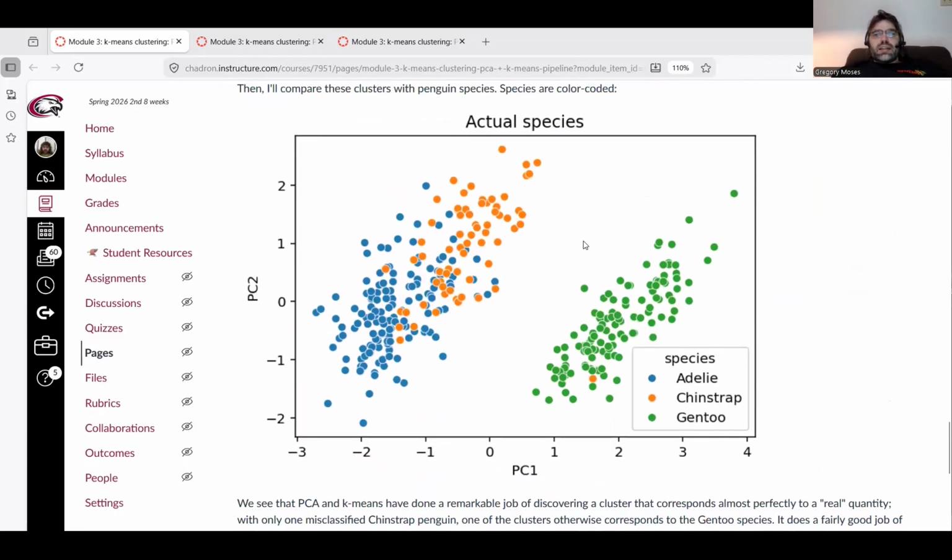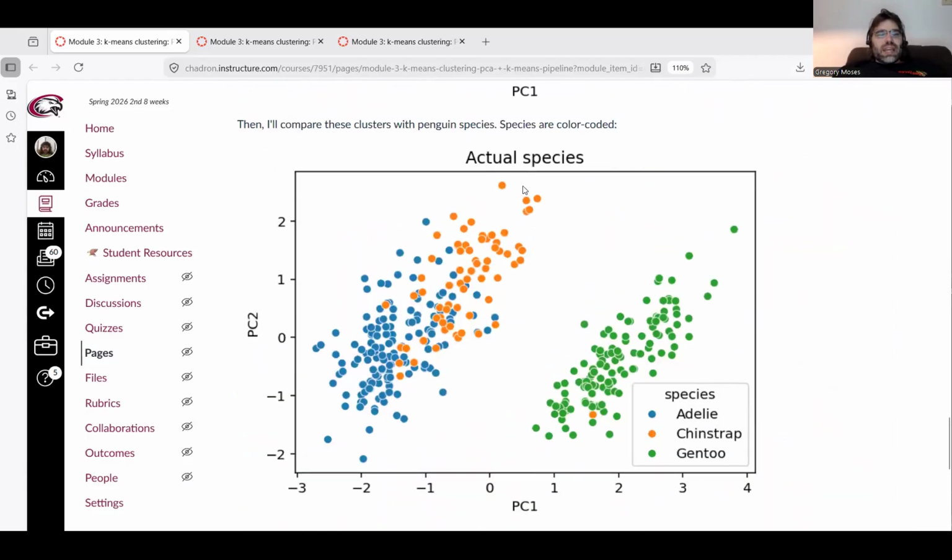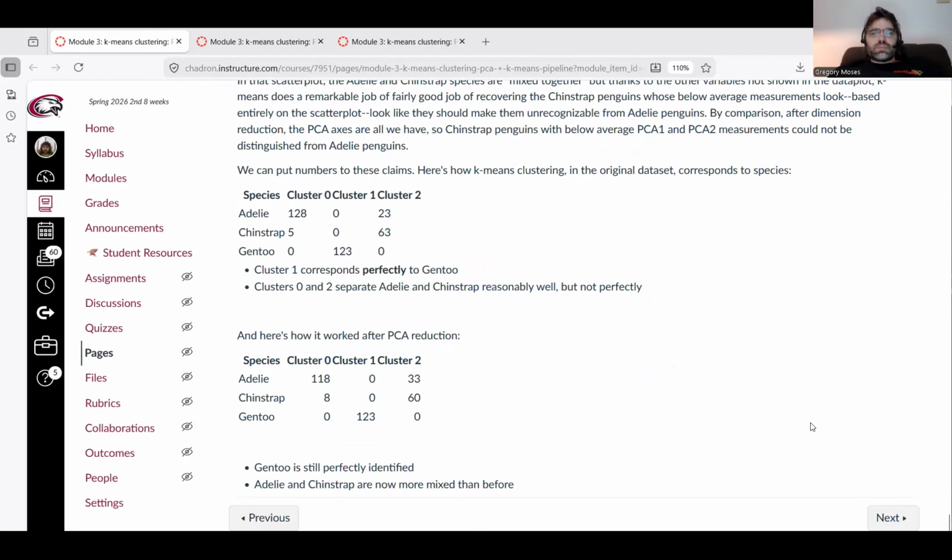Here, nothing like that can happen because these dimensions are all that we have. So, what point was it? You can't tell, but maybe it was this one. This point is close to the other Adelie penguins in these two dimensions. These two dimensions are the only dimensions that we have. So of course it winds up in the Adelie cluster.